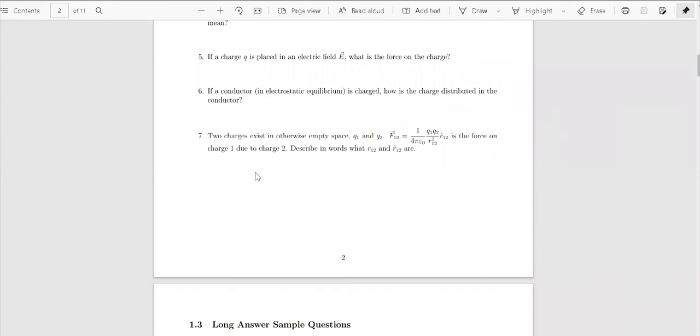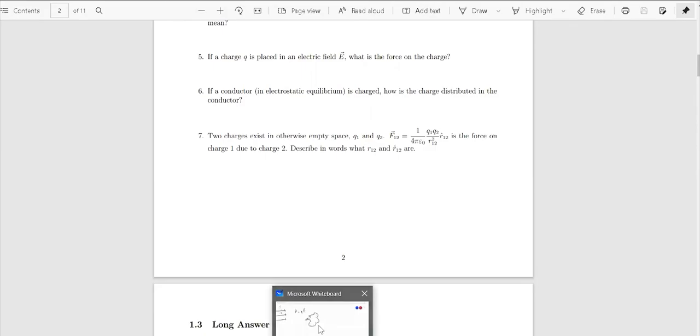Okay, but no matter what, it's only ever on the surface. All right, two charges exist in otherwise empty space, Q1 and Q2. The force F12 is 1/(4 pi epsilon naught) times Q1 times Q2 divided by R12 squared times R12 hat. Describe in words what R12 and R12 hat are.